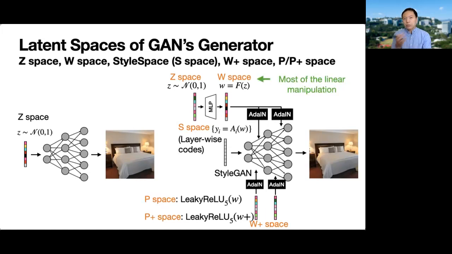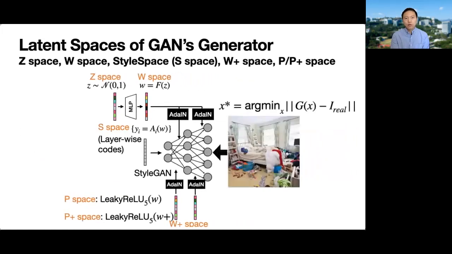For example, this W space is known for disentangled manipulation. Most of the linear manipulation work happens in this W space. We just add the learned attribute vectors on top of the original W vectors, and then we can do this manipulation. GAN inversion is, given a real image, we want to optimize the latent codes to reconstruct the input image. The W plus space is one of the most popular latent spaces people use for GAN inversion. We just optimize the layer-wise codes at each dimension, and then we can reconstruct the real image.